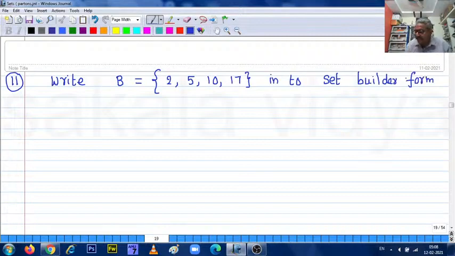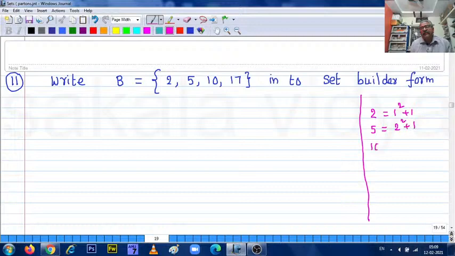First we need to check the common property of each and every element of the given set B. The set B is given in roster form, and it is to be expressed in set builder form. First you check the property of 2. This 2 can be written as 1 square plus 1. 5 can be written as 4 plus 1, that is 2 square plus 1. 10 can be written as 3 square plus 1, that is 9 plus 1. 17 can be written as 4 square plus 1.